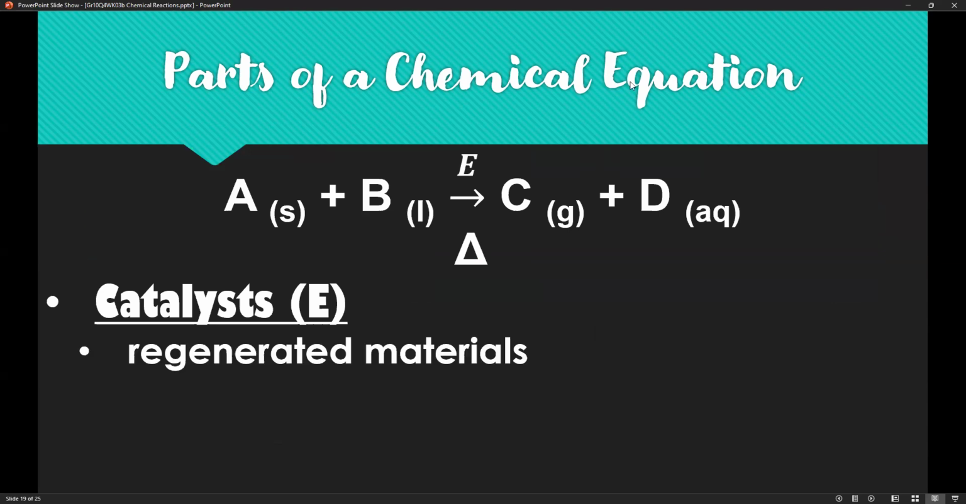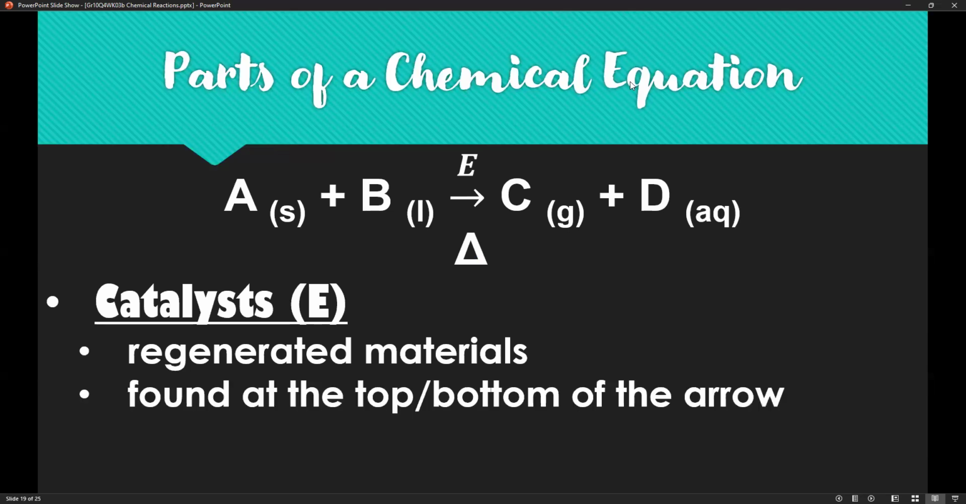Catalysts are regenerated materials. When you say regenerated materials, you consume them, but at the same time, you refill them. Okay? So, I discussed catalysts in deeper detail and factors affecting the reaction. So, if you're more interested to learn more about catalysts, then you can watch that video as well. Factors affecting reaction rate is the last other topic. But isa sila sa mga nauna kong nagawa ng video lecture. So, balikan nyo na lang.